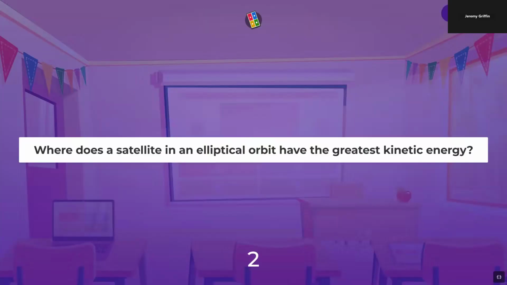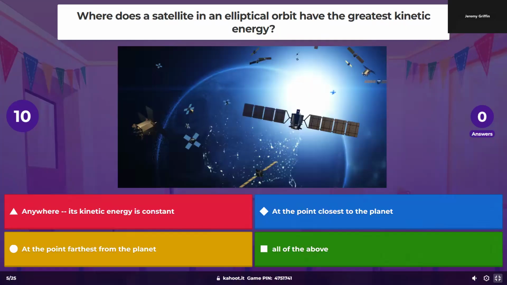Where does a satellite in elliptical orbit have the greatest kinetic energy? Ooh.